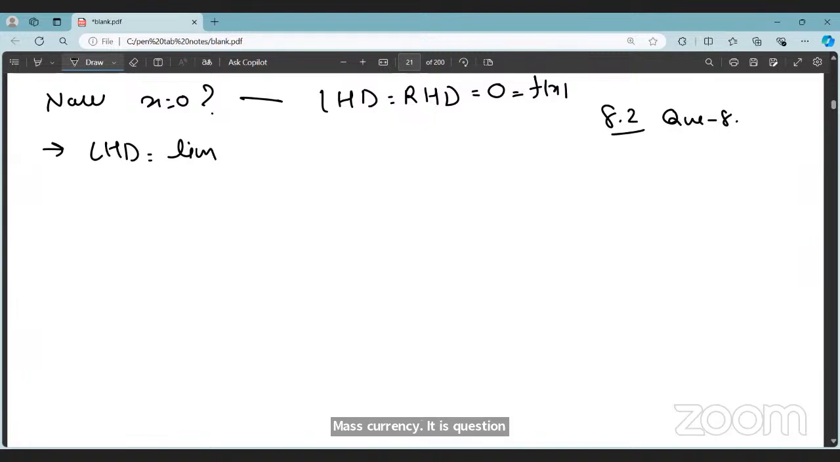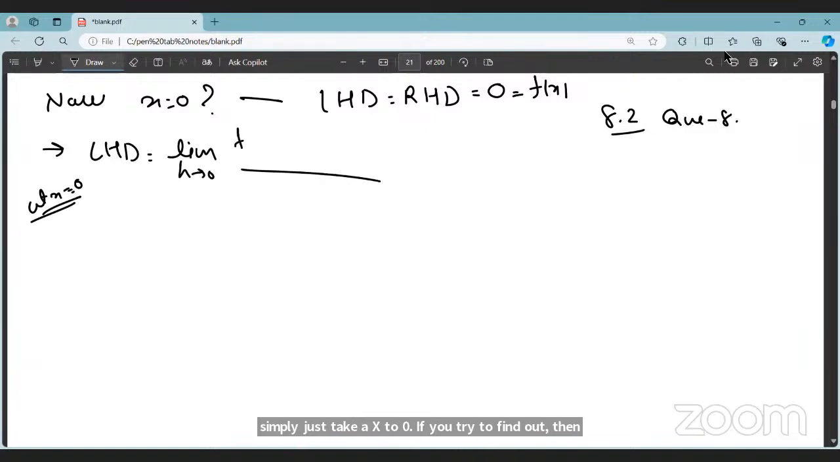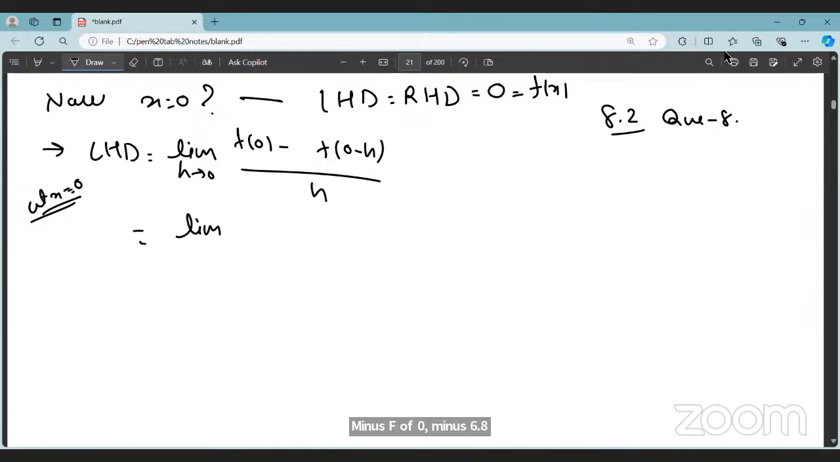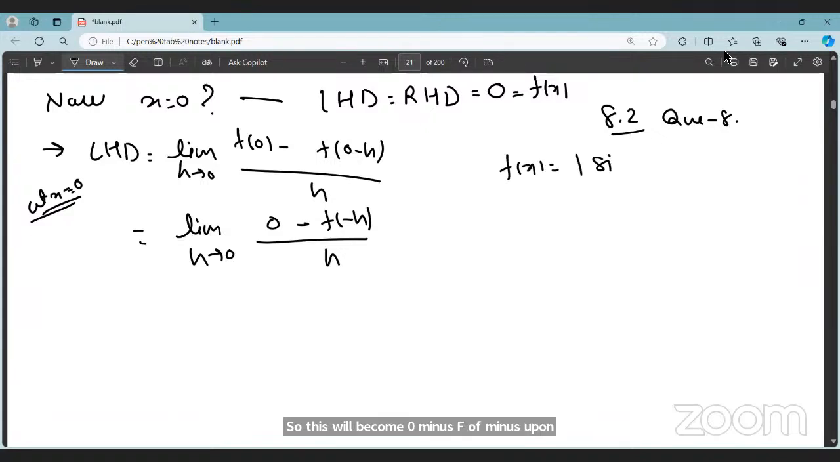See, differentiability won't be there whenever the value of modulus becomes 0, right? So simply take x equals 0. If you try to find out your left hand derivative, it will be this limit, right? Limit x going to 0, f of 0 minus f of 0 minus x upon x, right? So this will become 0 minus f of minus x upon x, right? Now here f of x is given to be modulus of sin x.